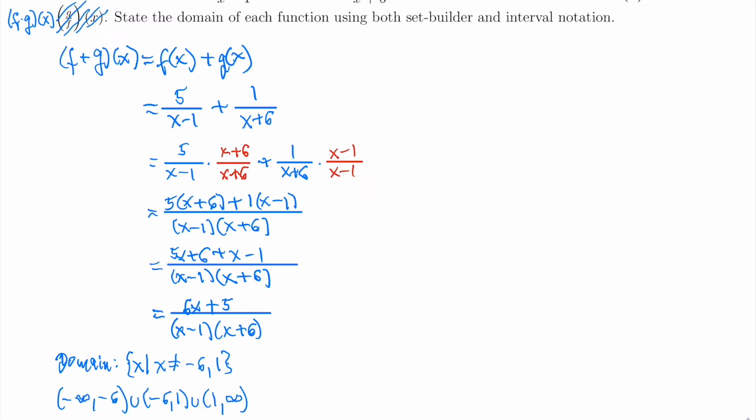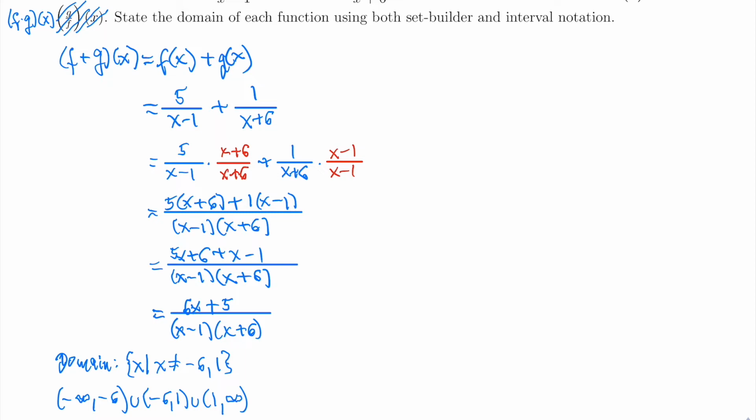Negative infinity to negative 6, not included, right? Because negative 6 is what we are excluding, and then I combine that in union with negative 6 to 1, again both negative 6 and 1 excluded, and then in union with from 1 all the way to infinity. That means all the numbers except the two exclusions of negative 6 and 1. So that is our new function f plus g of x.